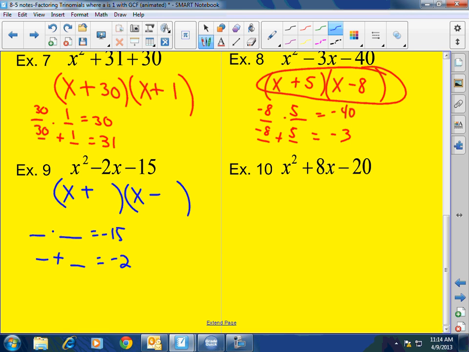No, negative 2 and 3 does not work. Positive 5 and positive 3 will not work. 5 and negative 3 will not work because, hold on, guys, 5 minus 3 is not negative 2. There you go. Negative 5 and 3, that makes negative 15. Negative 5 plus 3 is negative 2. Bingo. Positive 3, negative 5.